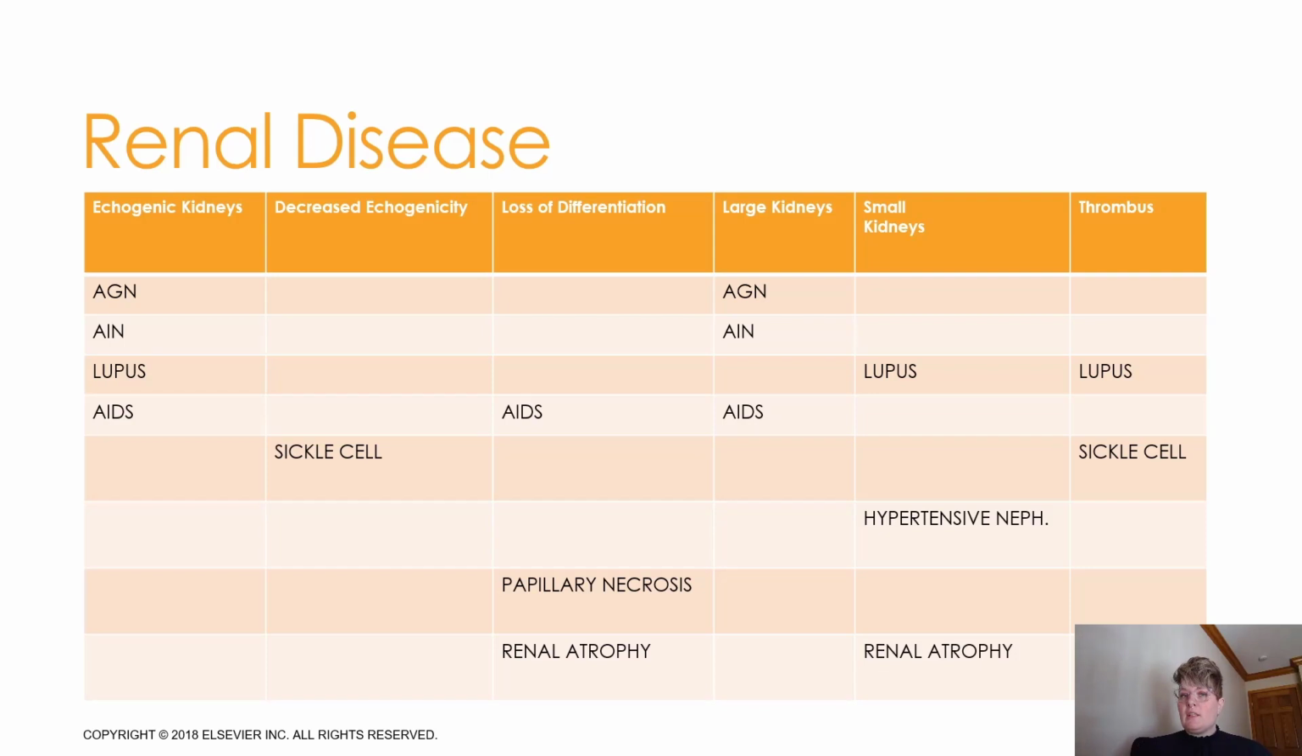Also with this chart, I think it's nice to point out, at first we have AGN, AIN, lupus, and AIDS. Those all create echogenic kidneys. So maybe you can come up with some sort of saying like Aunt Alice likes apples for echogenic kidneys. And then sickle cell sticks out as the decreased echogenicity. It's the only one that we talk about that causes decreased echogenicity. So think of different sayings that can help you memorize these. Make these charts. You can do this for any pathology group of any organ.